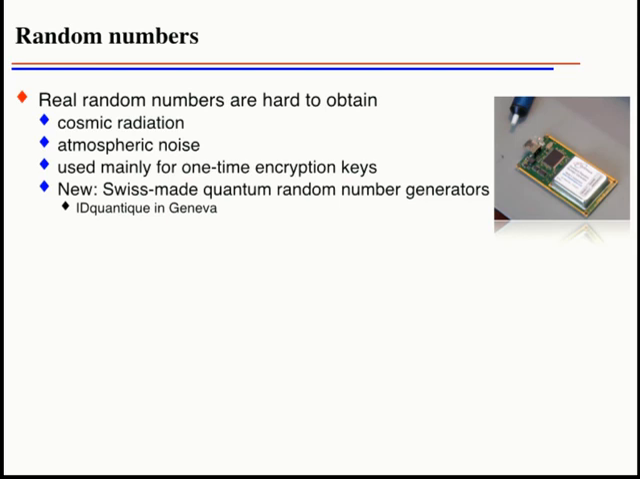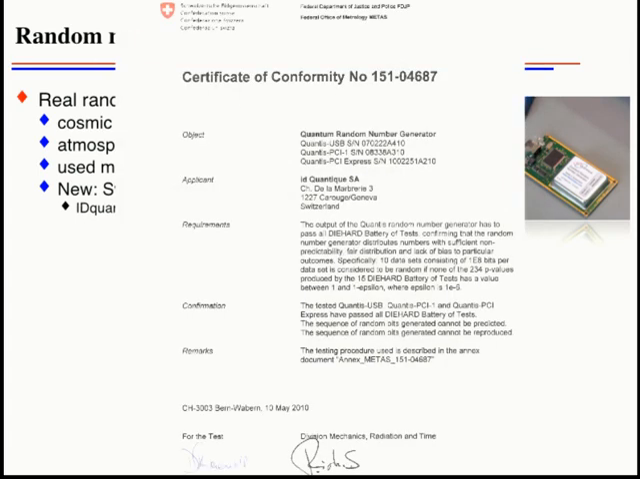You can also use some quantum mechanics to get quantum numbers. That's, for example, this little box there that you can buy from a company in Geneva who's actually selling these devices, for example, to online casinos and other companies. And they're actually making lots of money because they are a proven quantum random number generator, which is proven by a Swiss authority to be certified to be random.